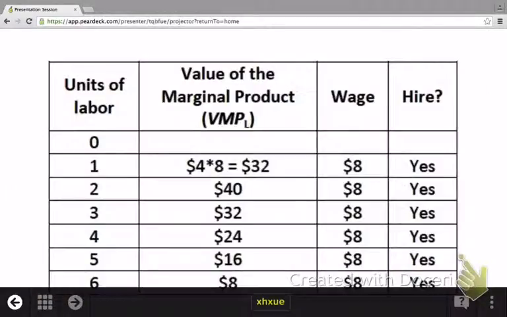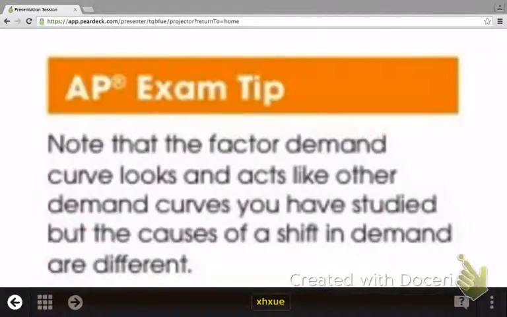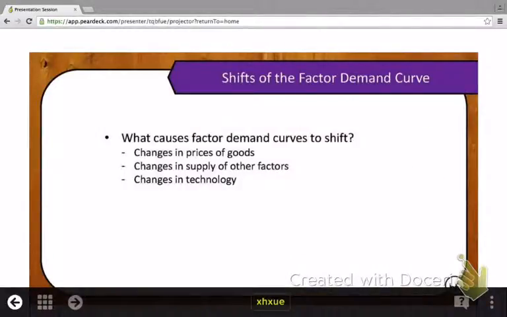Let's go back to the previous slide right here, and I want to talk to you about other factors that can shift the demand curve. Changes in the supply of other factors can also shift the demand curve. So for example, if labor is paired with capital or tools, the labor is usually more productive. So if capital is more plentiful or land is more plentiful, usually the marginal product of each unit of labor is higher. So the VMPL curve will shift outward and more units of labor are hired at all wages.